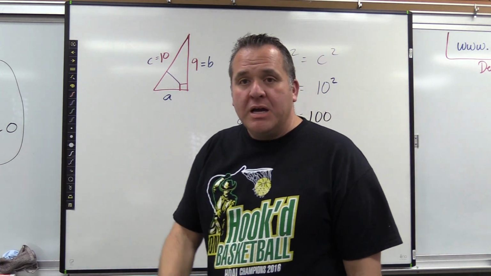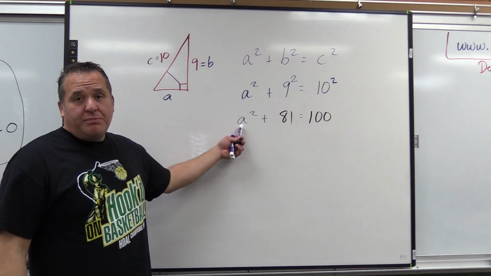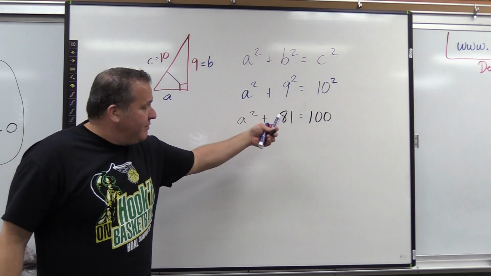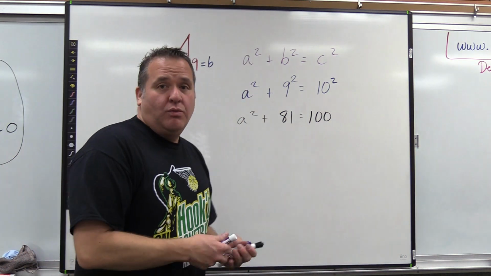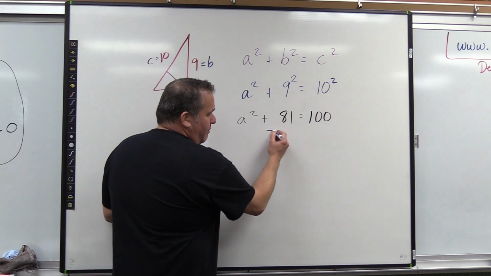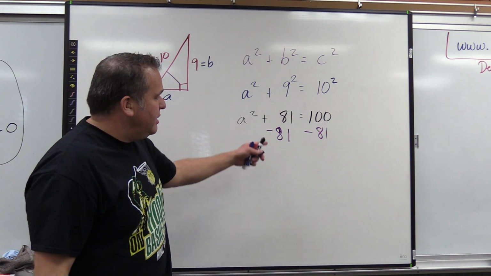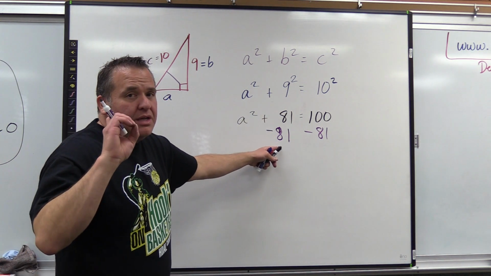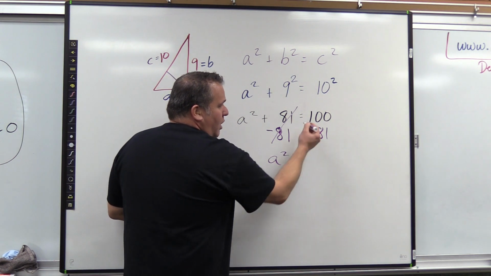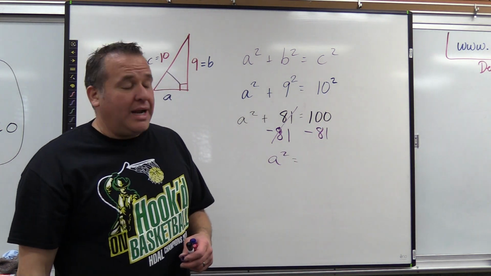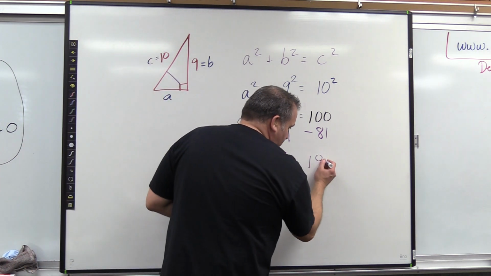Now, two-step process, remember? First step, get rid of what's being added to a squared. What's being added? 81. What's the opposite of 81? Negative 81. So I'm going to put a minus 81 here and a minus 81 here. Now when I do this, 81 minus 81 is 0, those cancel out, leaving a squared is equal to 100 minus 81. We subtract those. Boy, that's a toughie. It's 19 though, right? So we're going to put a 19 here.